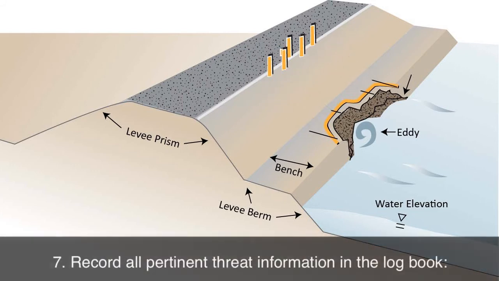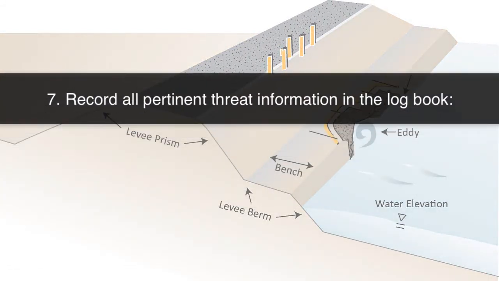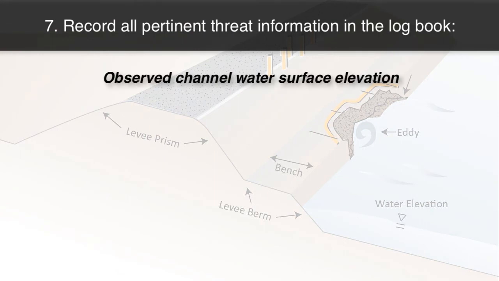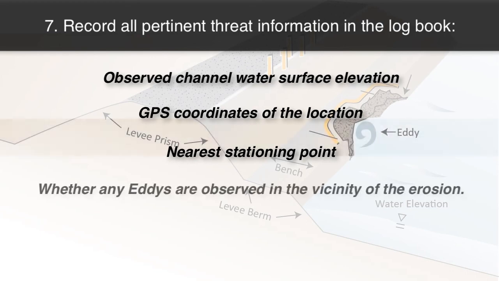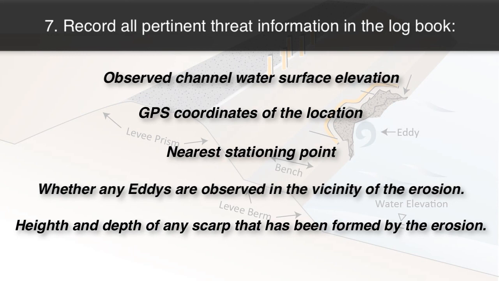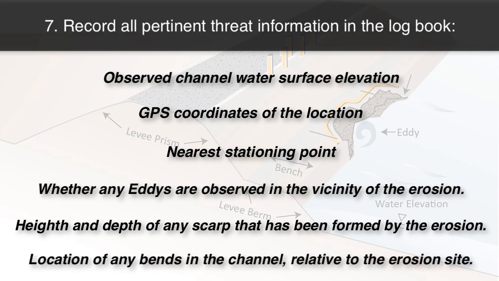Record all relevant information in the patrol logbook with the observed channel water surface elevation and the GPS coordinates of the site and the nearest stationing point. In the case of erosion from rapidly moving water, it is important to note whether any eddies are observed in the vicinity of the erosion. You also need to record the height and depth of any visible steep eroded sections, also known as a scarp, that may have formed. Also record the location of any bends in the channel relative to the erosion site.